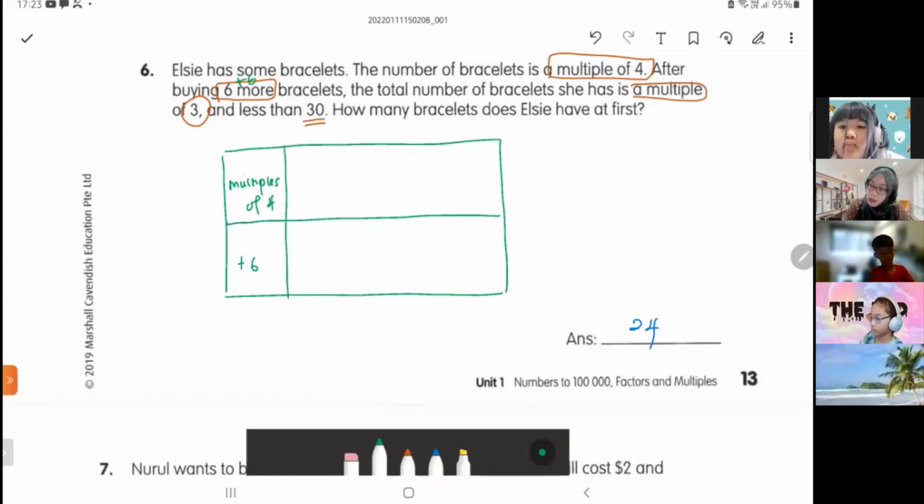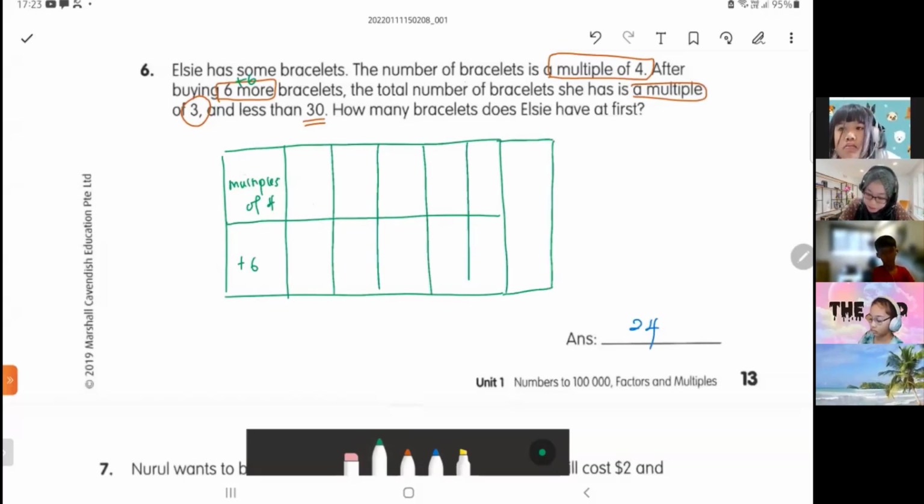All right. So for multiples of 4, we cut up into a few columns. 1, 2, 3, 4, 5, 6. Just add one more in case not enough. Okay, like that. So multiples of 4: 4, 8, 12, 16, 20, 24.